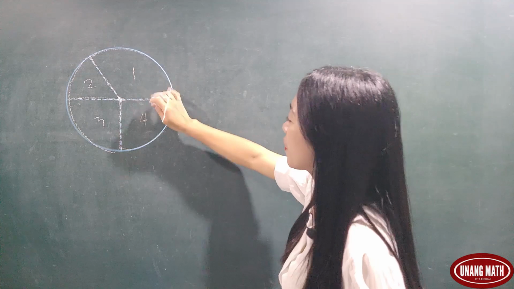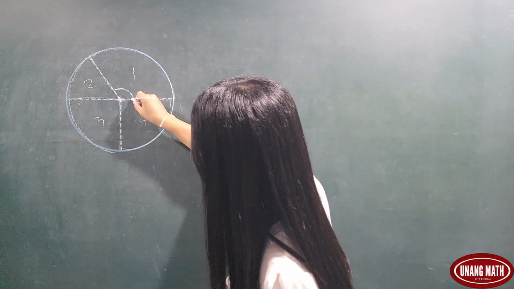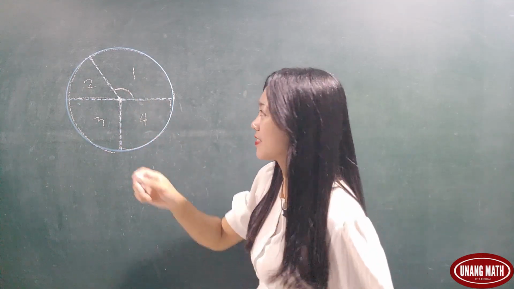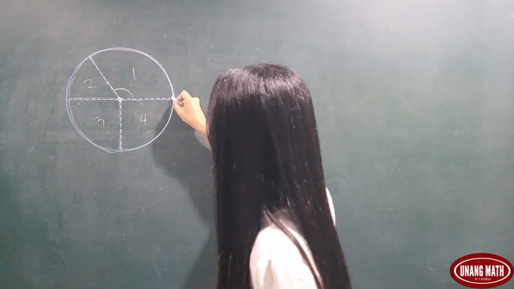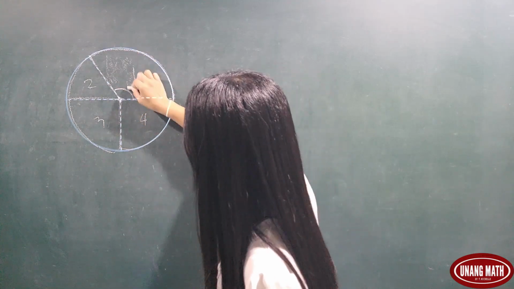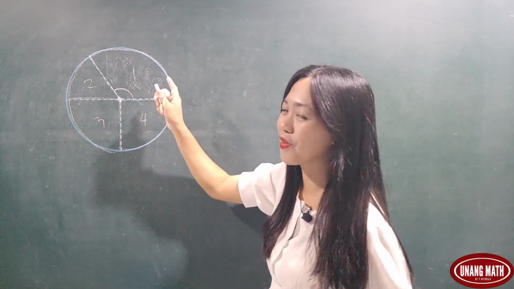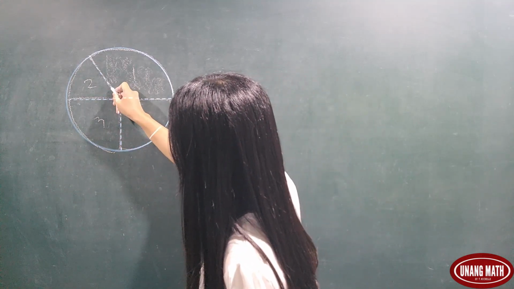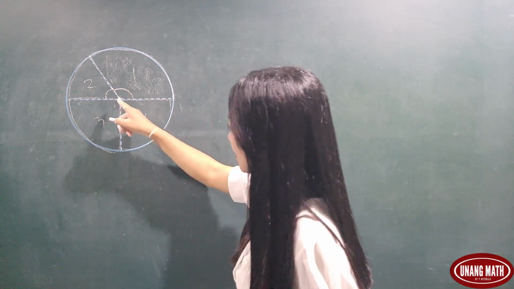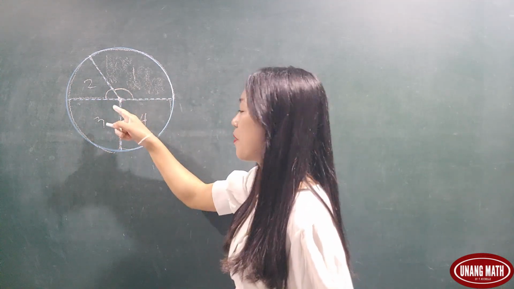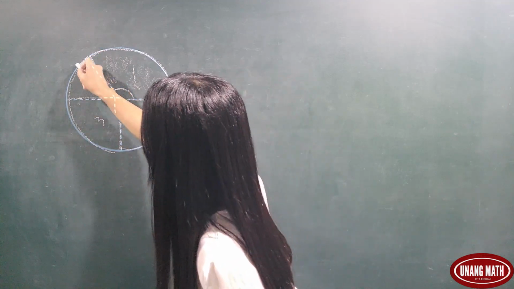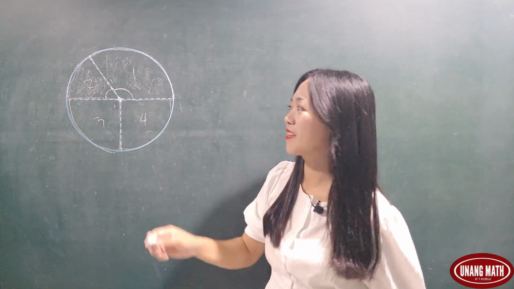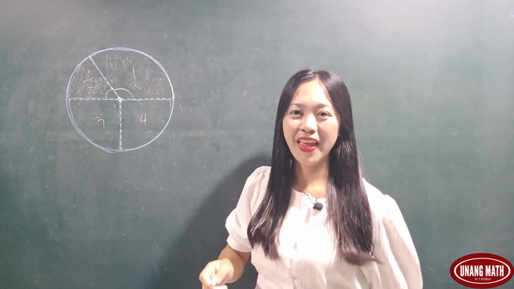If you take a look at this properly, the central angle of sector 1 is the largest among the other central angles. The arc of sector 1 is also the largest, and the area of sector 1 is also the largest. Now take a look at sector 2. The central angle is the smallest central angle among the other angles. This arc is also the smallest, and the area is also the smallest among the other areas.